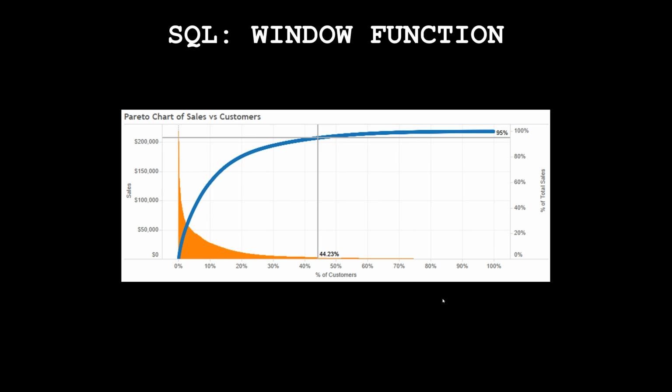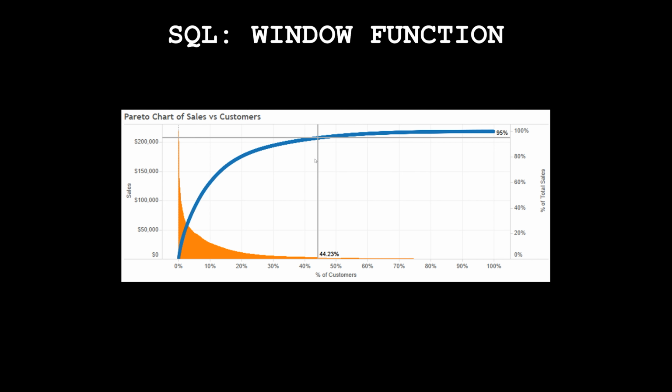Or you could think of it in advertising. How many top advertisers account for 90% of our revenue? Then you could use this chart. You could look at, so 90 is right here. And then if we go down, 33% of the top advertisers account for 90% of the revenue.